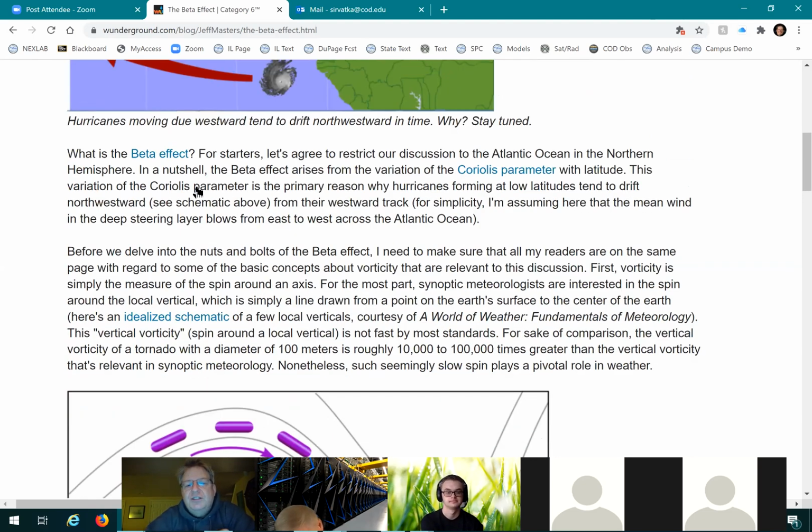For starters, let's agree to restrict our definitions to the Atlantic Ocean and the Northern Hemisphere. The variation of the Coriolis parameter with latitude is the primary reason why hurricanes forming at low latitudes tend to drift northwestward from their westward track. So you're assuming it's moving from east to west.